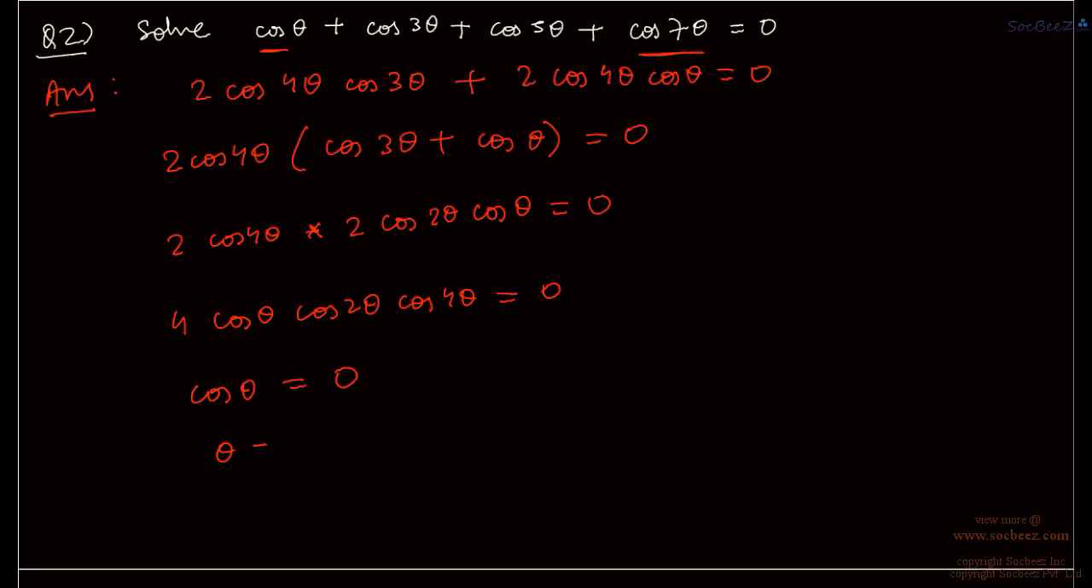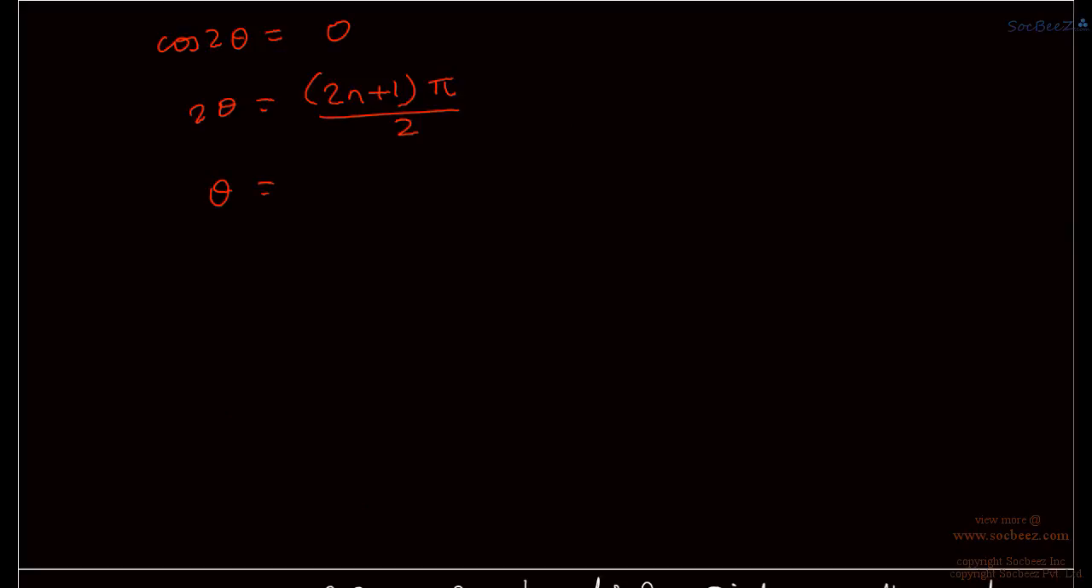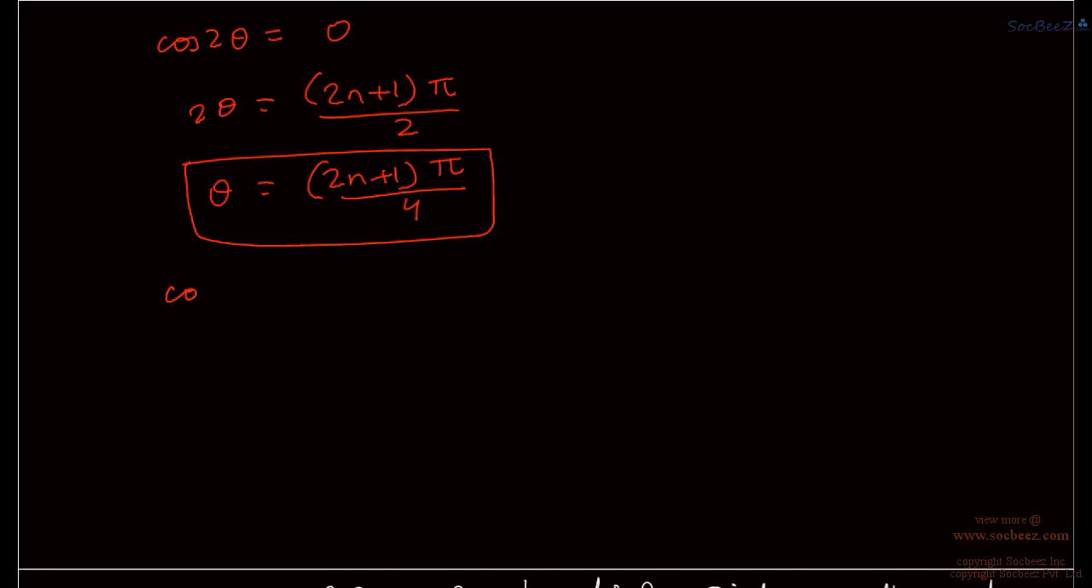Now what does that mean? That is theta is equal to (2n plus 1) pi by 2. Right? It can be 90, 270 degrees, similarly pi by 2, 3 pi by 2, 5 pi by 2. That is written as (2n plus 1) pi by 2. The next one is cos 2 theta equal to 0, or 2 theta is equal to (2n plus 1) pi by 2, or theta is equal to (2n plus 1) pi by 4. Right? So this is also a solution.